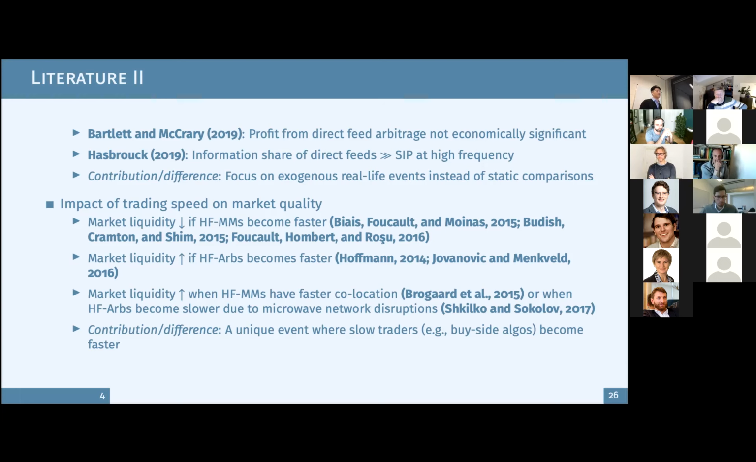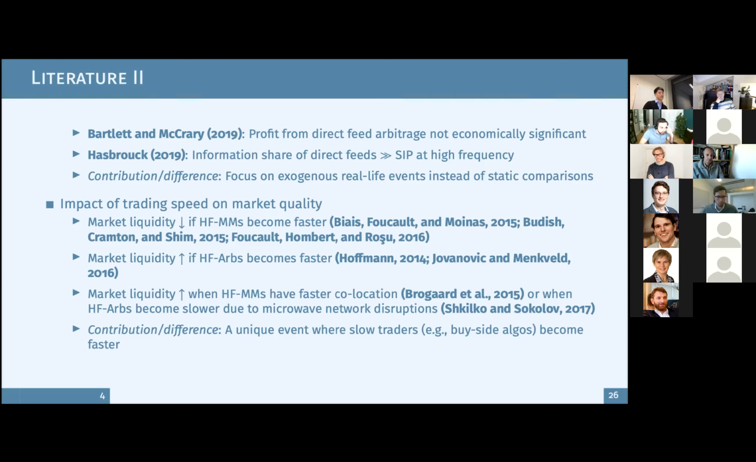So if it's actually high frequency market makers who become faster, then the market liquidity actually increases. Sorry, I think there's a typo here. And if the high frequency arbitrageurs actually become faster, then liquidity actually drops. And the empirical paper by Broker et al. and also by Shihao and Consolidated actually confirmed that.